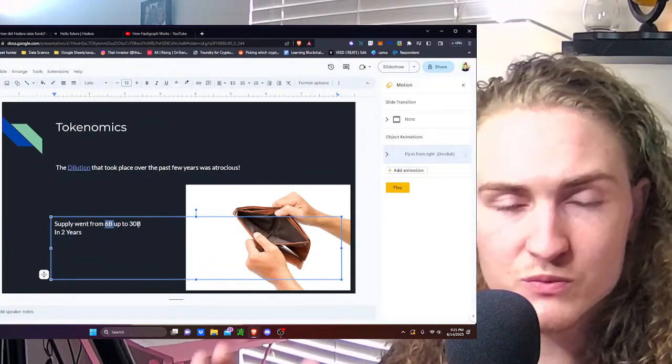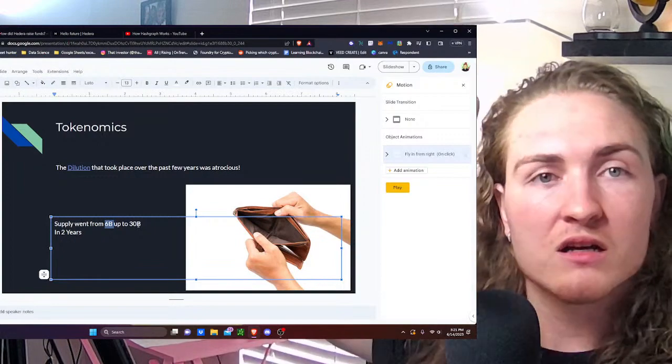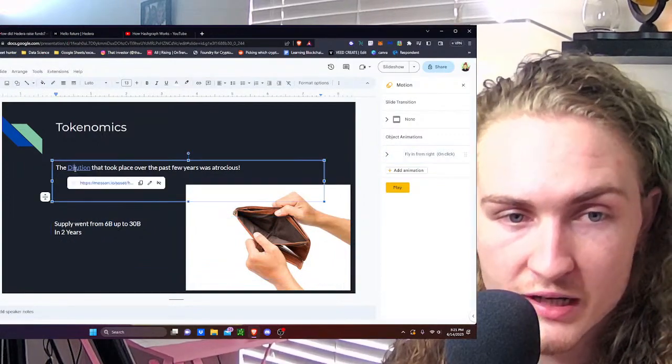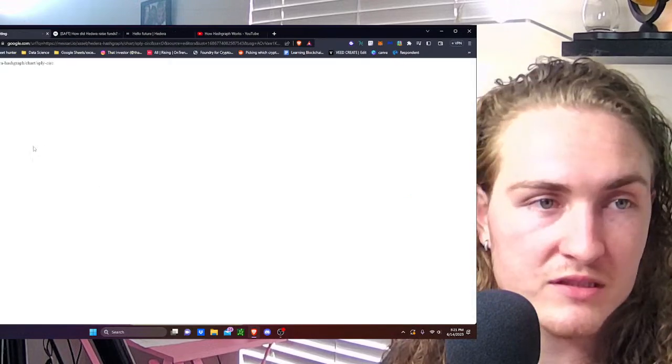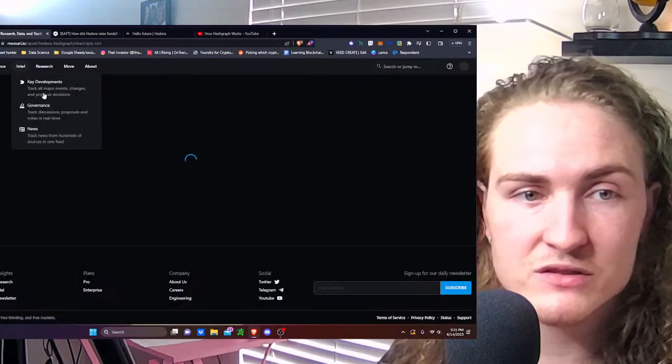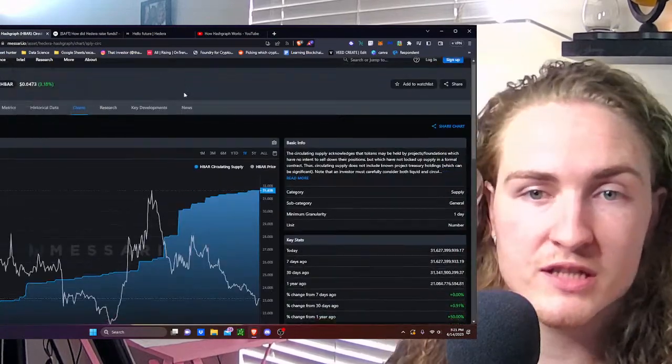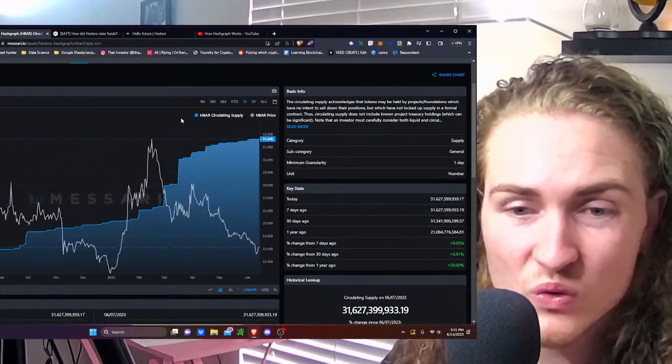A 4x, whatever, a 5x. That's insane. That is an insane amount of tokens to be pumped into the market. And you can actually see it on Messari, the exact repercussions of this. This is why when I initially looked into HBAR, I was like, hell no, look at how bad that is.